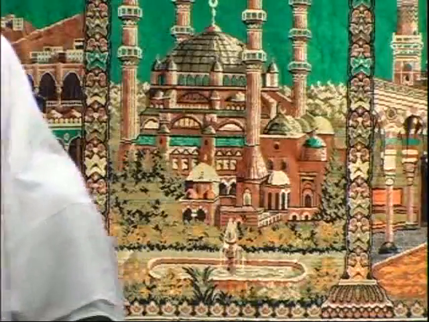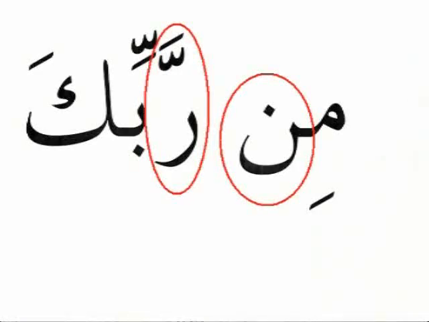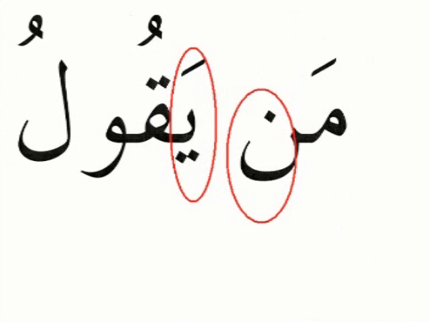Ikhfa and idgham, they are indicated by this device. The noon has no sukoon, and the following letter, if it has shadda, that means it's complete idgham. If it has no shadda, it is partial idgham, or it is ikhfa.